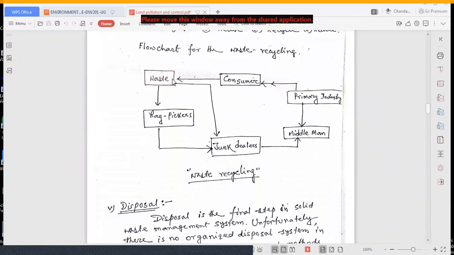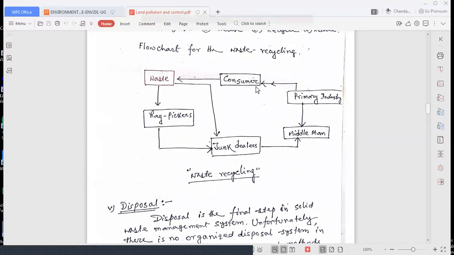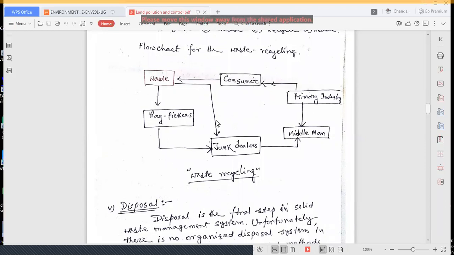First, consumers create waste, collected by rag pickers. Then it goes through the junk dealer to the middleman, then the primary industry, then again it comes back to consumers. Sometimes waste is directly transferred to the junk dealer also. So this is the waste recycling system.